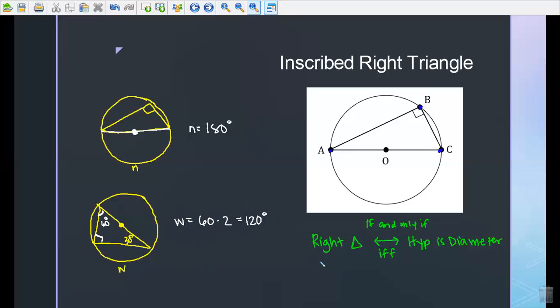So if it's a right triangle, you know there's got to be a diameter. If you know there's a diameter, you know it's got to be a right triangle. It works both ways.